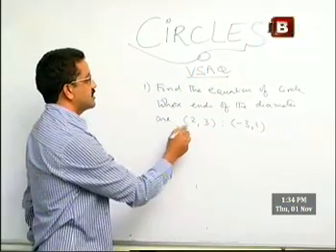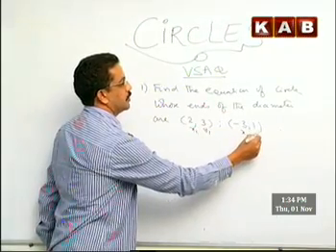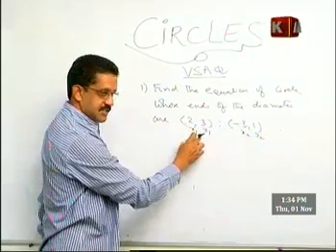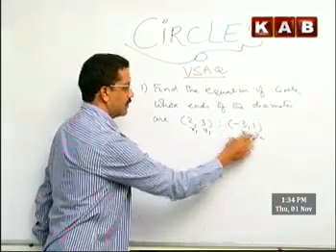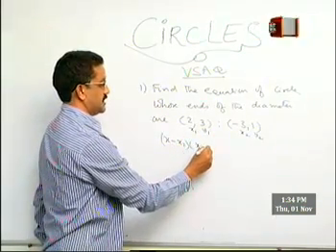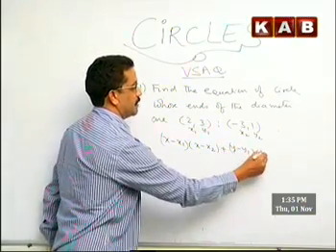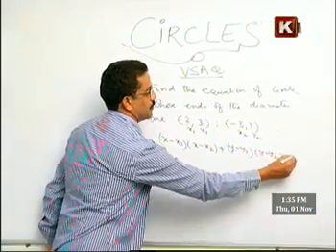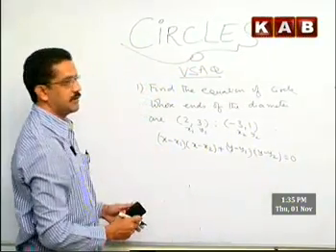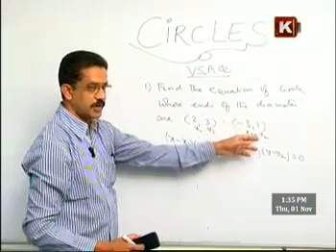If this is (x1, y1) and this is (x2, y2), you know when the diameter ends are (x1, y1) and (x2, y2), the equation of the circle is (x - x1)(x - x2) + (y - y1)(y - y2) = 0. This is the equation of the circle when diameter ends are given.